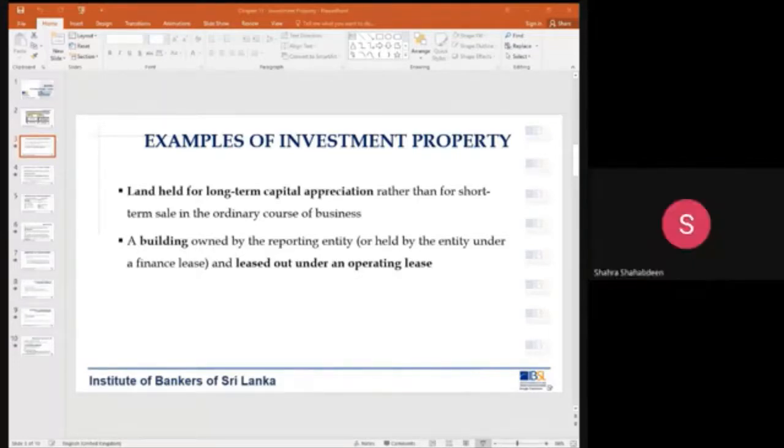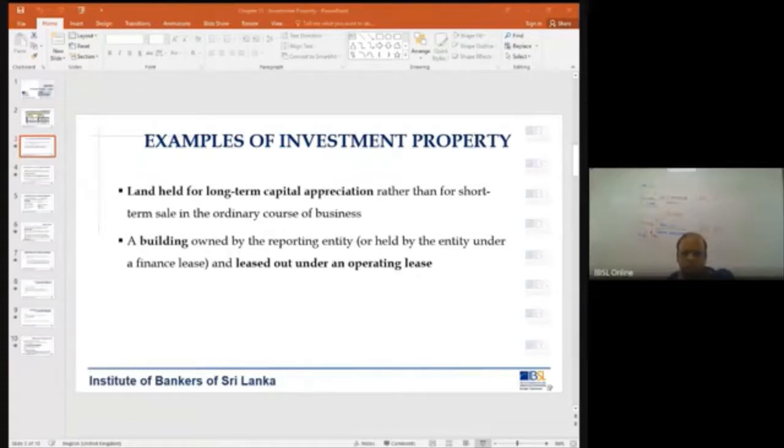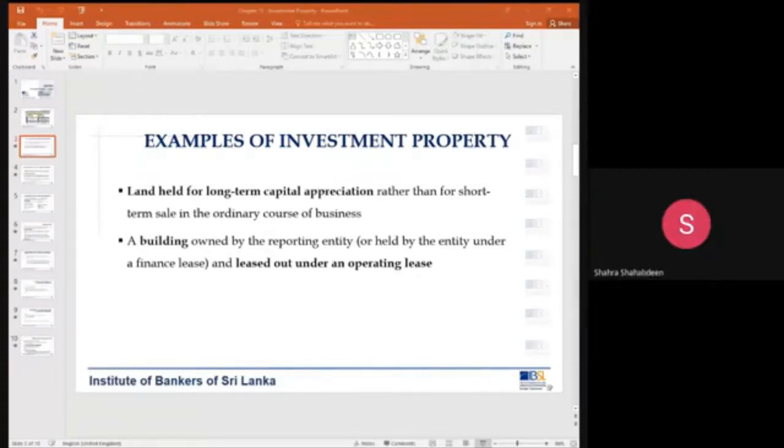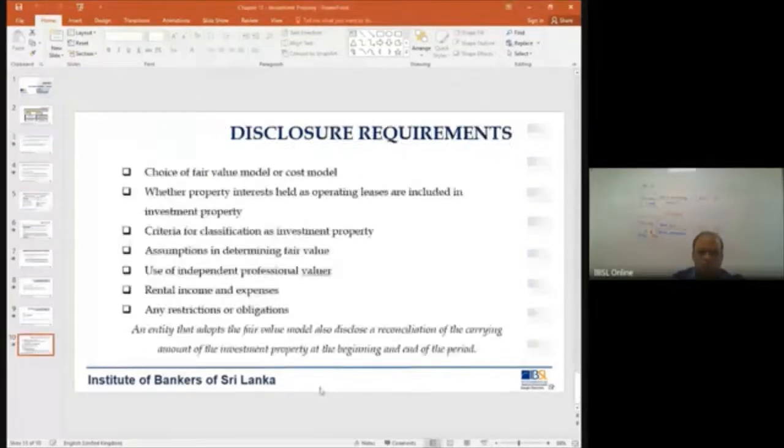Excuse me, sir. Yeah. We can't see the slides. Oh, this slide is not there? It's on examples of investment property still. Oh, hold on.